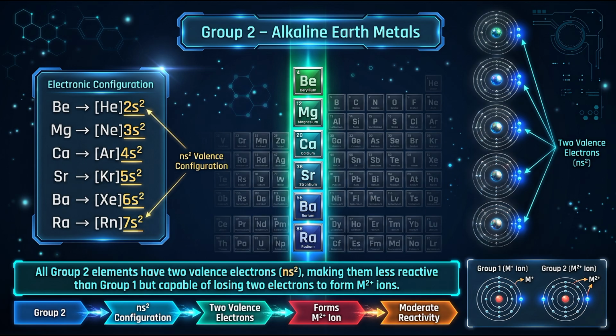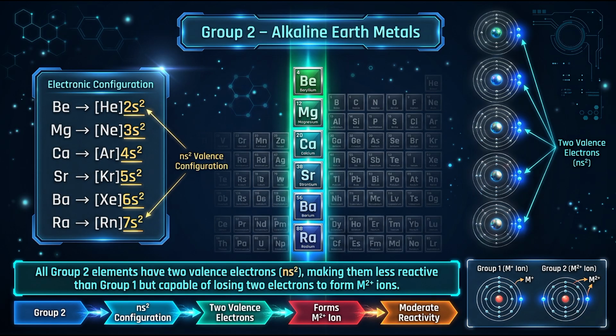The 2 valence electrons play the most important role in the chemistry of group 2 elements. Like all atoms, these elements try to achieve a stable electronic configuration similar to the nearest noble gas. They can achieve this stability by losing both of their outermost electrons. Once these 2 electrons are removed, the next inner shell becomes the outermost shell, which already has a complete and stable electron arrangement.